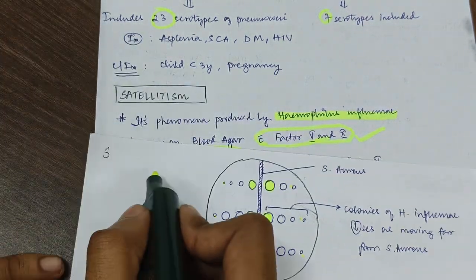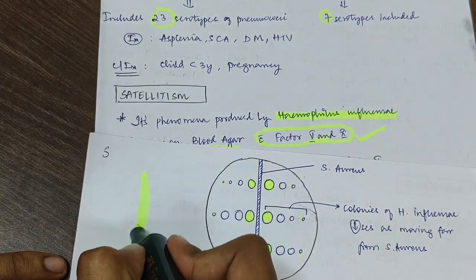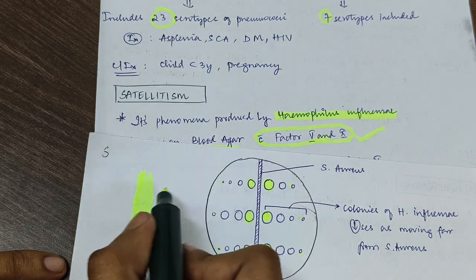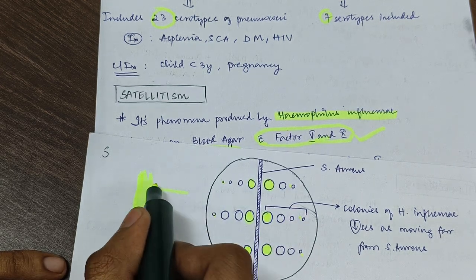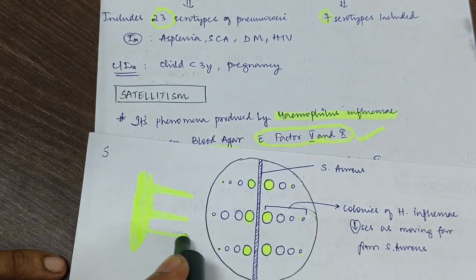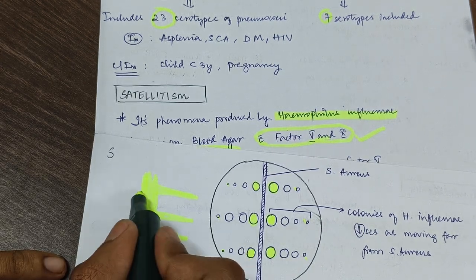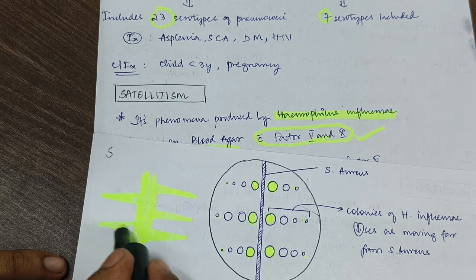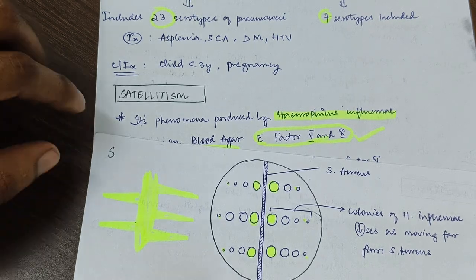Okay, this is the main body of the satellite, and as you go far, you are going to see it becoming thin, like this. Okay, this is the satellite phenomenon.